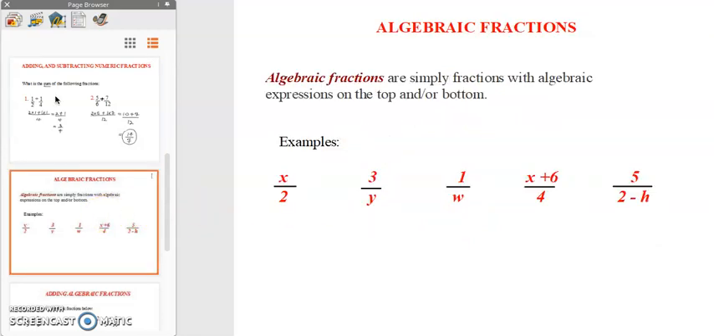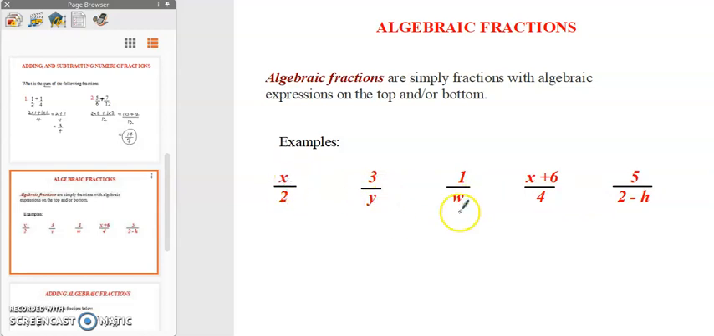But whenever we look at algebraic fractions now, algebraic fractions are simple fractions with algebraic expressions on the top and or bottom. So both top and bottom can have the algebraic expressions, or only the top or only the bottom. So some common forms of algebraic fractions are things like these: x over 2, 3 over y, 1 over w, x plus 6 over 4, 5 over 2 minus h. And if you notice, we have letters in these fractions, right?